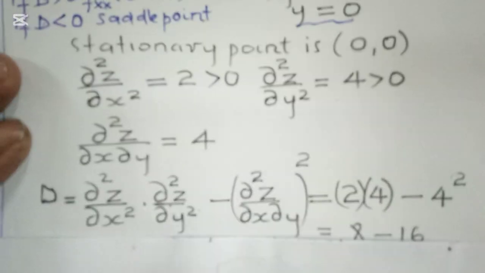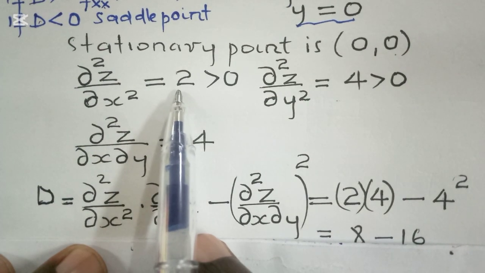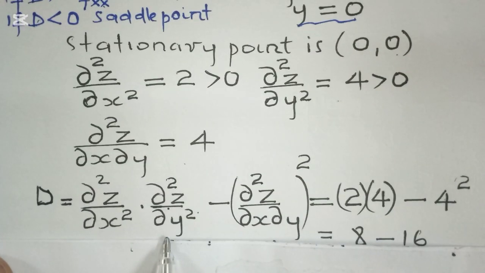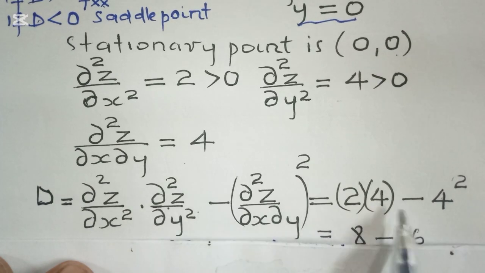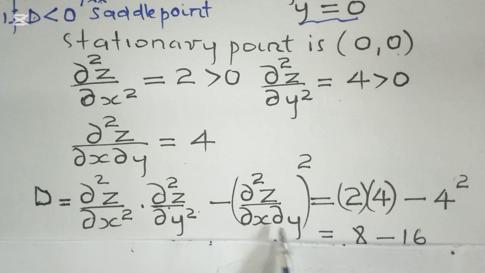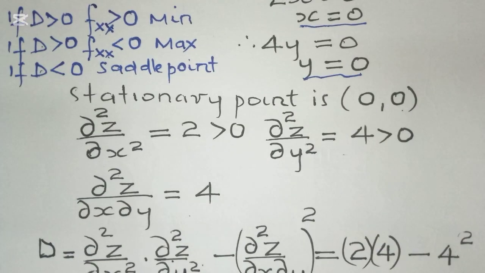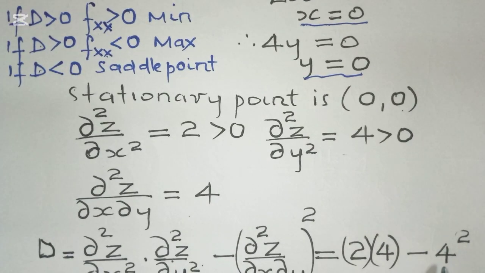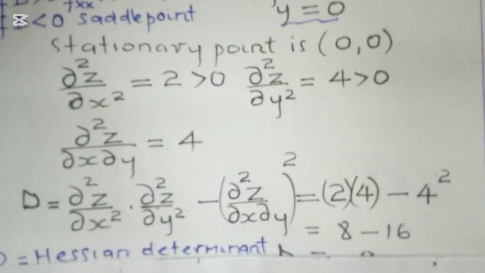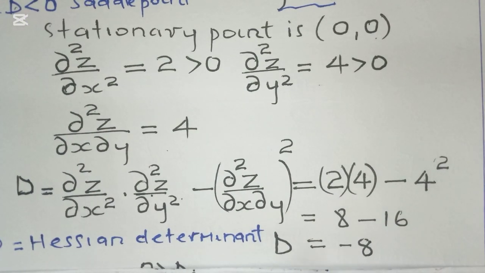Guys, we come here and we have differentiated twice, that is for x with respect to x and with respect to y. Now guys, this is 2 and this is 4. For this one, we are finding it is supposed to be minus 4 squared. What we have done is differentiate first with respect to y and then with respect to x, and therefore our answer is 4. We now square that answer. When we square that, we are going to have our Hessian determinant as D equals 2 times 4 minus 4 squared, which is -8.